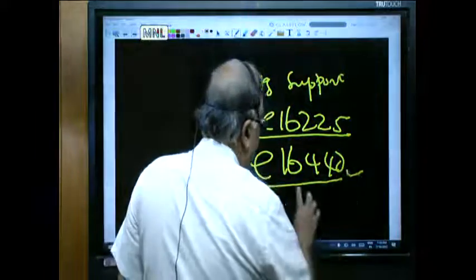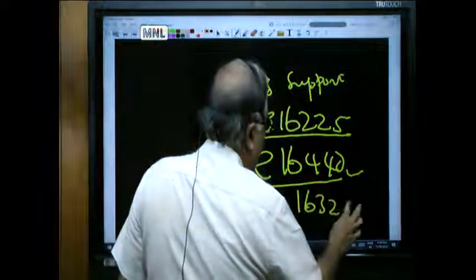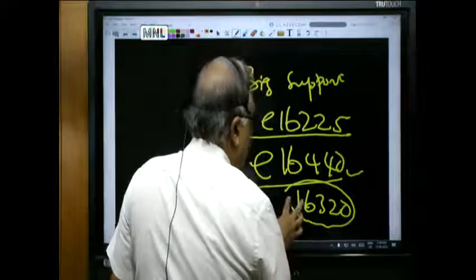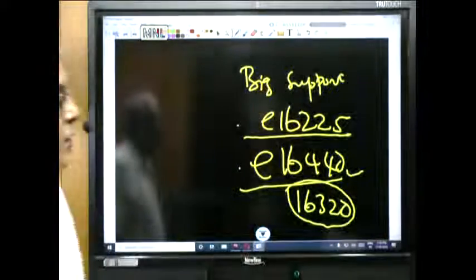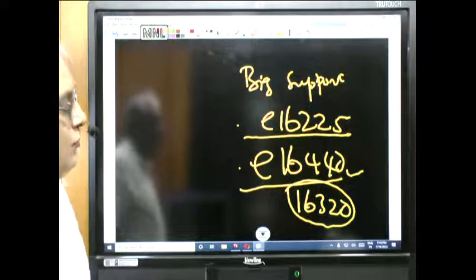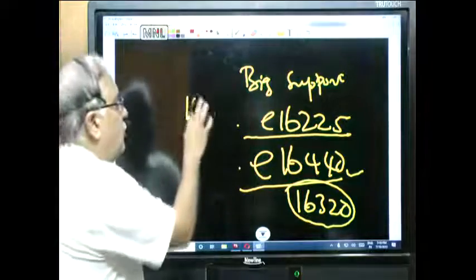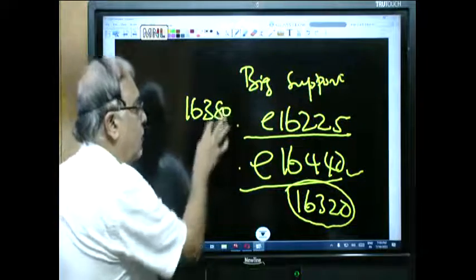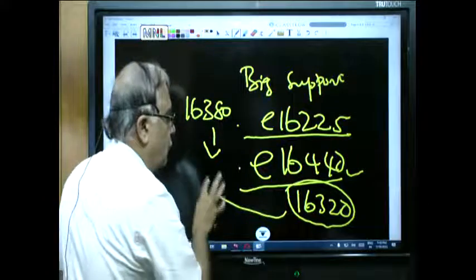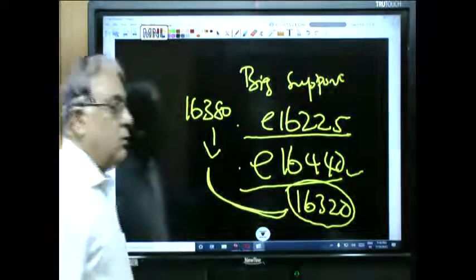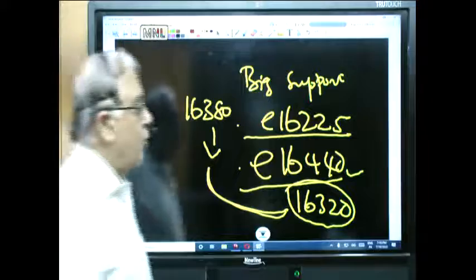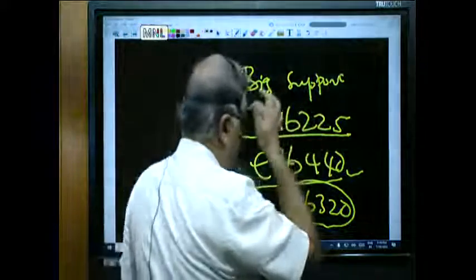So the first thing that we are looking at is 16,440. If it goes up, 16,320 can be a support. If there is a bigger fall, the first support resistance will come at 16,380 levels. Break of this could take it down up to 16,320, 16,300. A very, very big fall could take it up to 16,225.